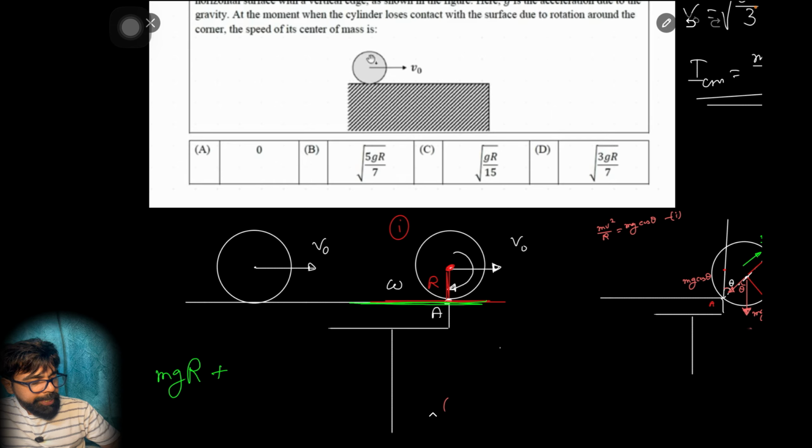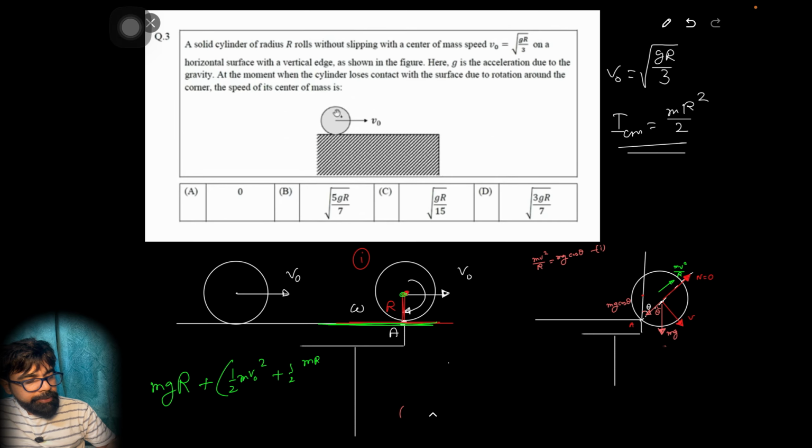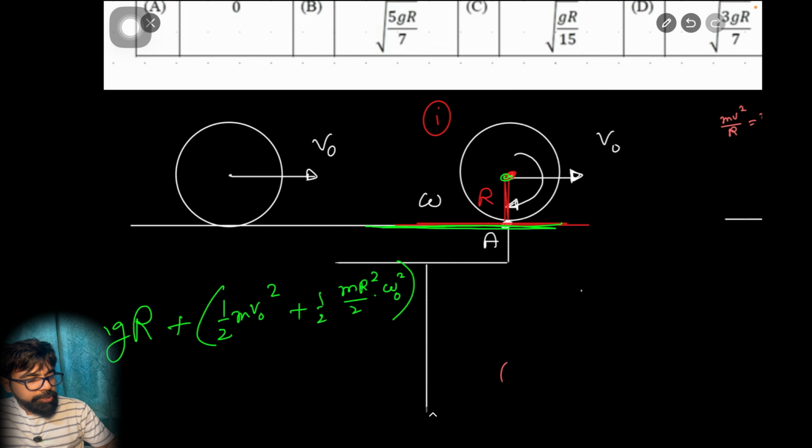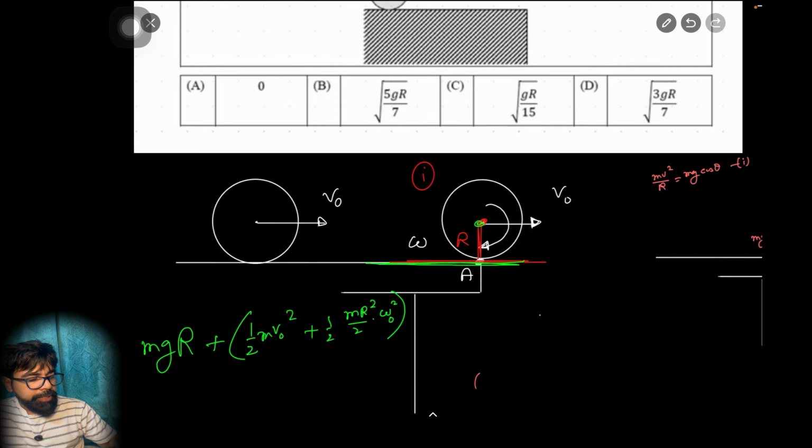Now also at this point, the body is in rolling. So what will be its kinetic energy? It is half m v naught square plus half I_CM, where the moment of inertia of a solid cylinder is mr square by 2, into omega square. So I'll write it as omega naught because it is given v naught.